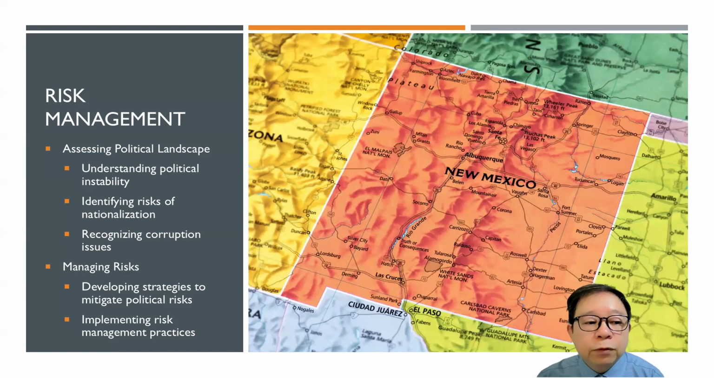Understanding all this helps you to minimize risk, understand the political instability, and also look at the different risks. Okay, and there is certain corruption that sometimes we can understand, and we can also implement risk management practices.